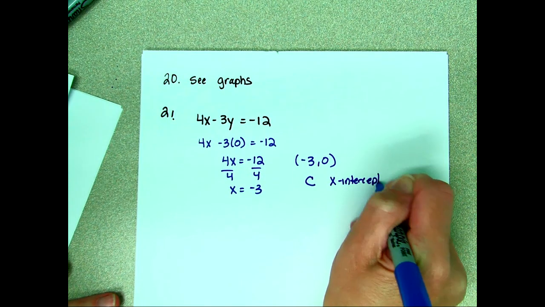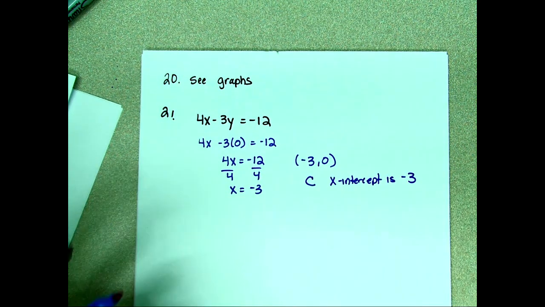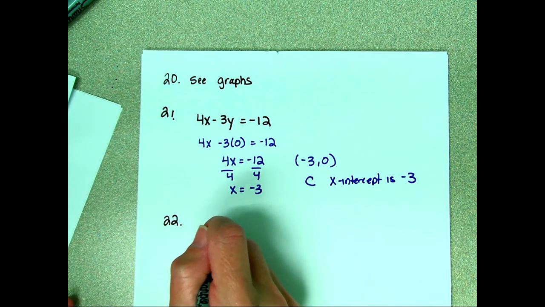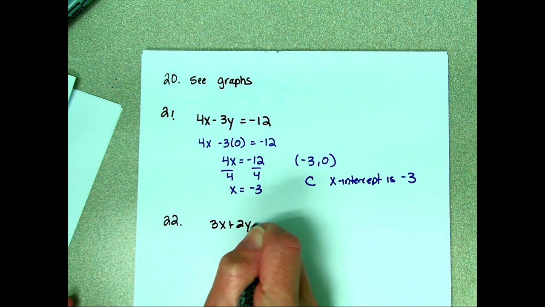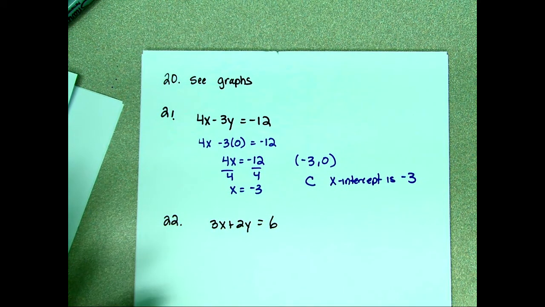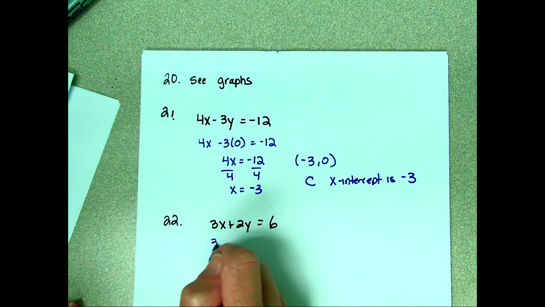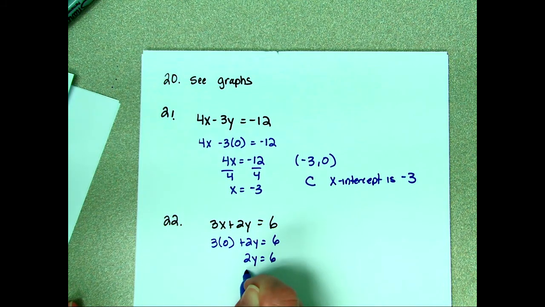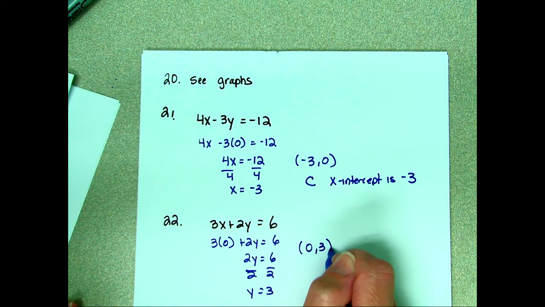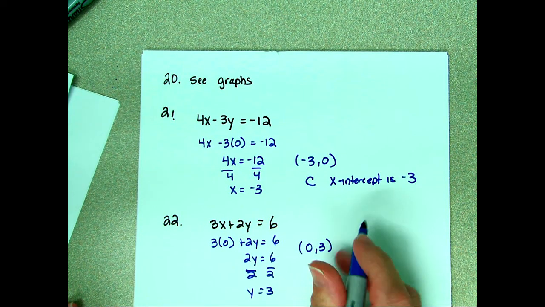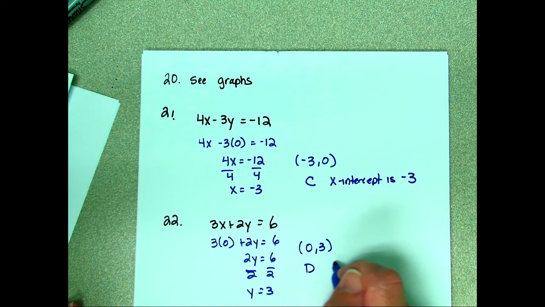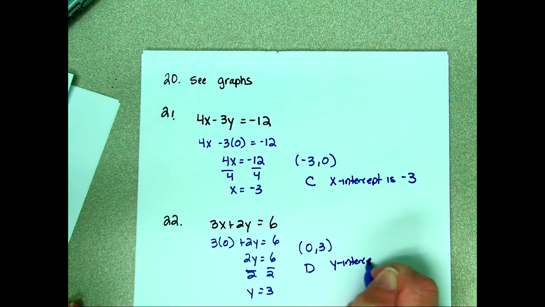Number 22, to find the y-intercept, you plug in 0 for x. y equals 6, divide by 2, y equals 3. So the point (0, 3) is the y-intercept. For 22, the answer is D. The y-intercept is 3.